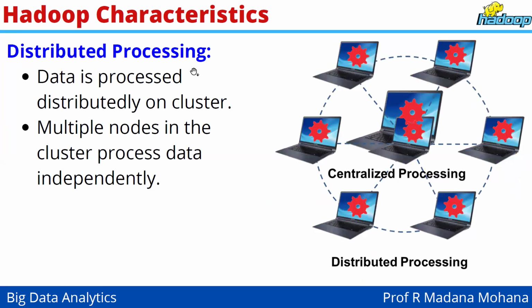Then distributed processing. Here data is processed distributedly on a cluster. Multiple nodes in the cluster process data independently. Here you can see we have centralized processing, then distributed processing. In the middle we have a master, let us assume, then surrounding all we call them slaves. So central processing as well as distributed processing.